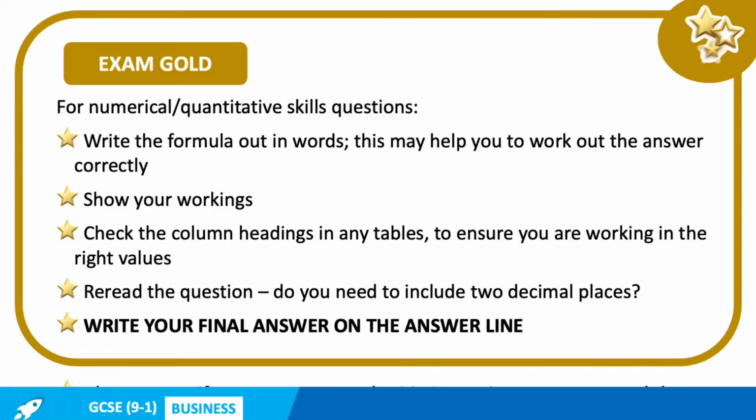Always show your workings. The reason for that is that even if you get the final answer wrong, you may be able to get some credit. So show your workings. It also reduces the chance of you making a mistake. So show your workings on the paper. Check the column headings in any tables. Ensure you're working in the right values. So the figures in the table may be simplified. In the column heading, it may say dealing with thousands of pounds, for example. So check the column headings.